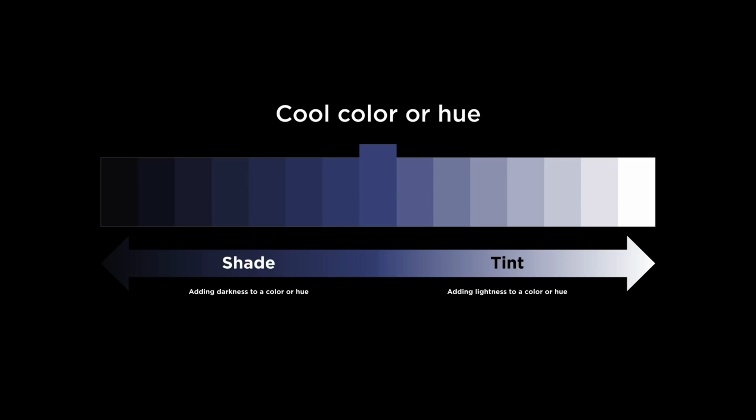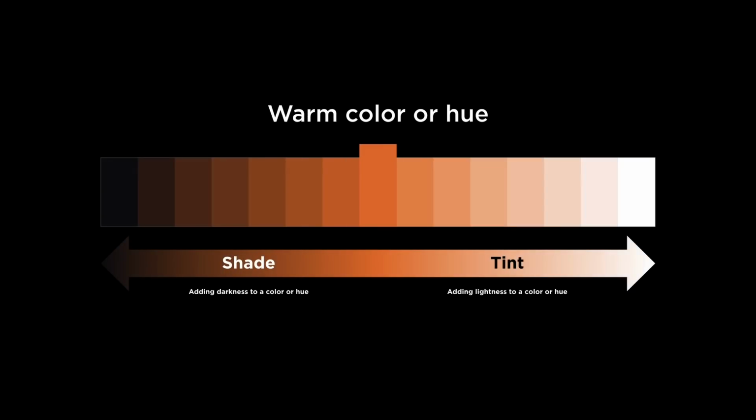Two terms that are commonly associated with value are tint and shade. Tint is what you get when you add lightness to a color or a hue, and a shade is when you add darkness to a color or a hue. And on the flip side, if we add a warm color to the value scale, it looks something like this.